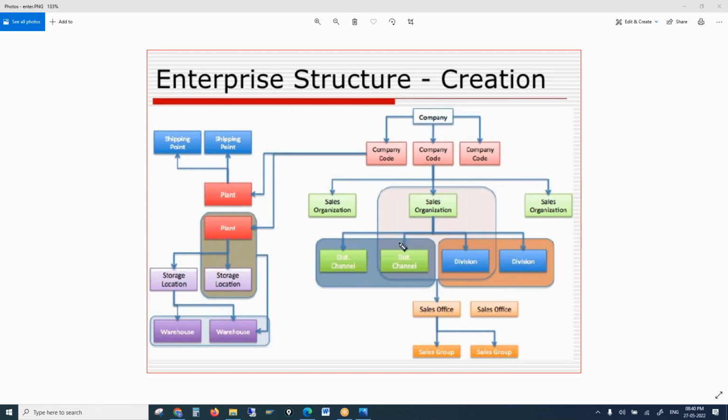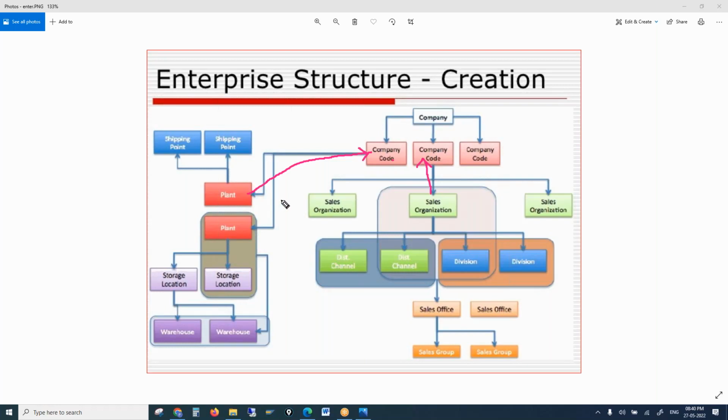Any highest org unit in any module should be assigned to company code. You see this? Any highest org unit in any module should be assigned to company code because the finance department is the heart of any business, right?